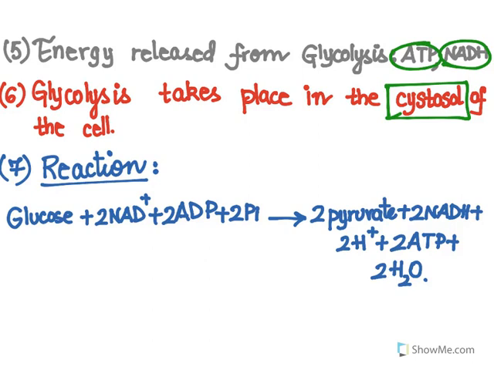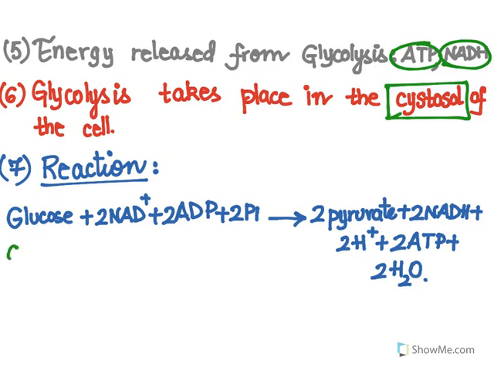All right, so now for point number 7, let us take a look at the actual reaction that happens. We have the glucose molecule, the NAD plus, NAD ion, plus 2 ADP, 2 of adenosine diphosphate, plus 2 phosphate ions. After glycolysis, what is the end product? The end product is 2 pyruvate plus 2 NADH plus 2 hydrogen ions plus 2 molecules of ATP, adenosine triphosphate, and water is also released.